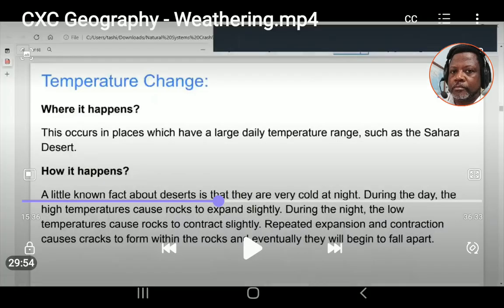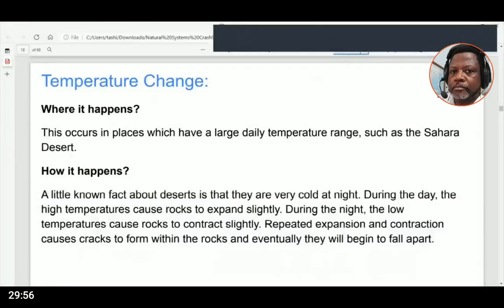We continue. In the deserts, people know the deserts as being really, really hot. But they don't know that in the nights, the desert is really, really cold. Extremely cold. So it is a large variation. It's very different temperatures between the day and the night.